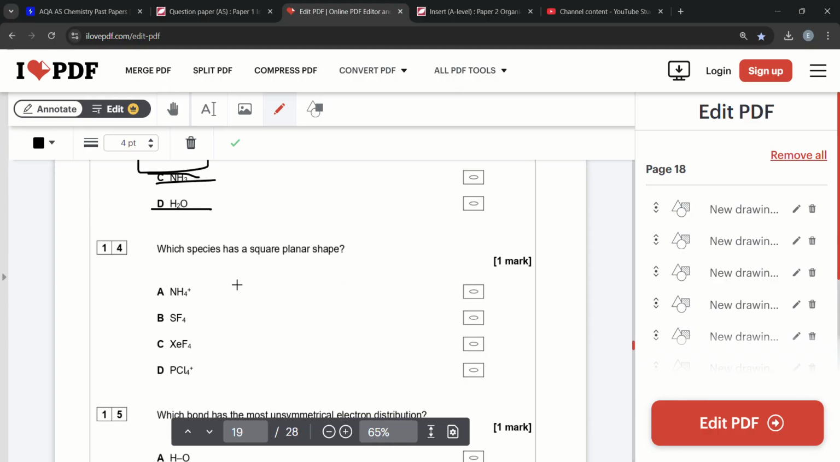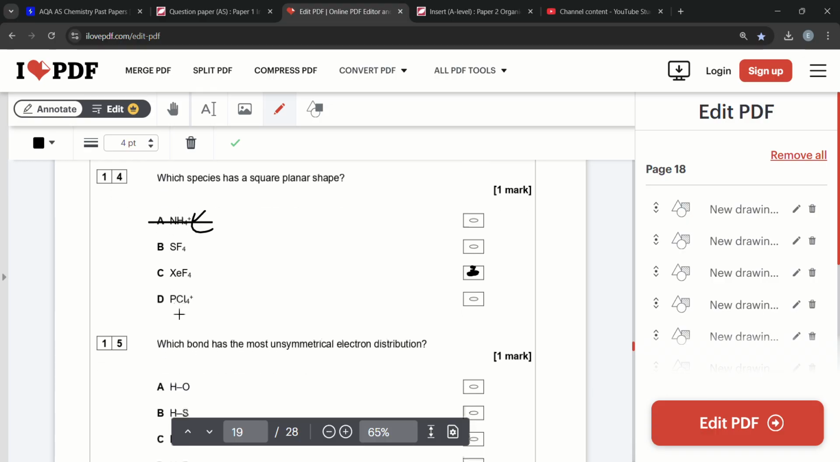Which species has a square planar shape? XeF4. I can just recognize it from my textbook. They have examples, and XeF4 in this case is one with a square planar shape. You should know the others are definitely not square planar, and so then you're left with B, C, and D, and you might have to draw them out unless you recognize them like I did.